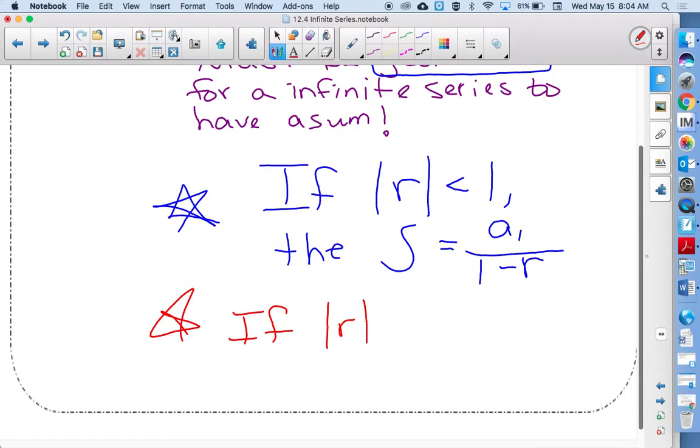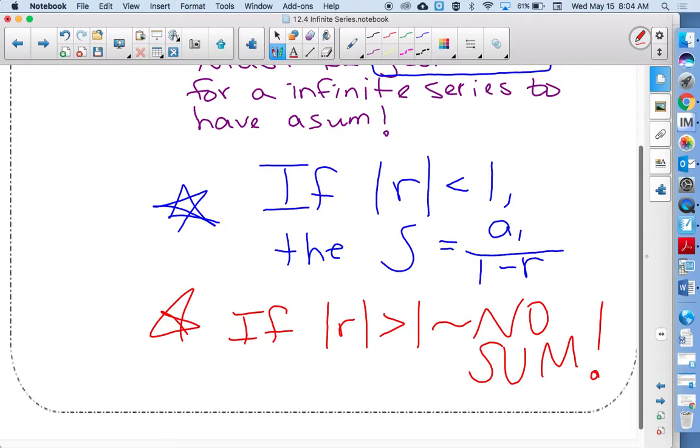If the absolute value of r is bigger than 1, then there is, again, no sum. So there's only a specific case for there to be a sum for an infinite sequence or series. It must be geometric. If it's arithmetic, there is no sum. If the r value is bigger than 1, there is no sum. And we say absolute value because it doesn't matter if it's positive or negative. So if it's a negative 0.2, that's okay. If it's a positive 0.2, that's okay. That's why we're saying the absolute value. Questions?